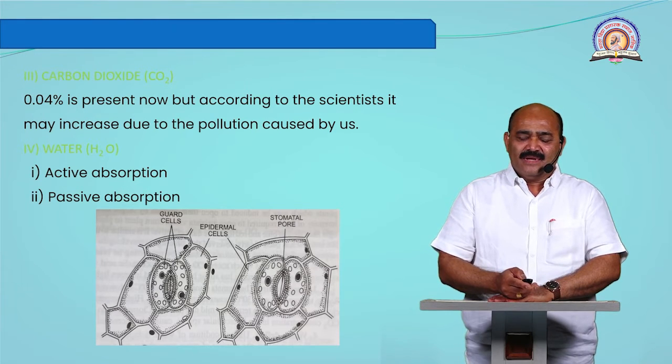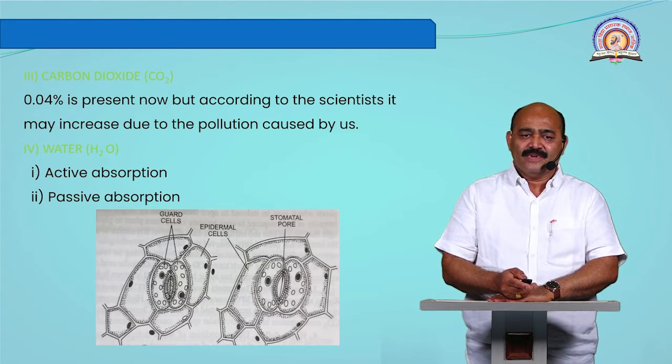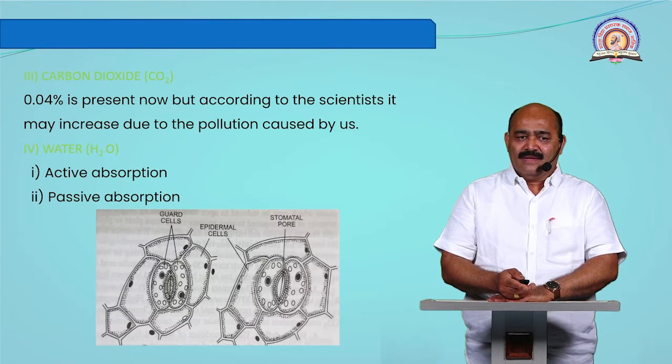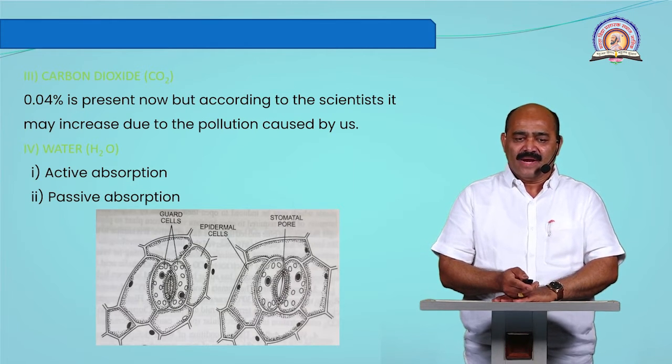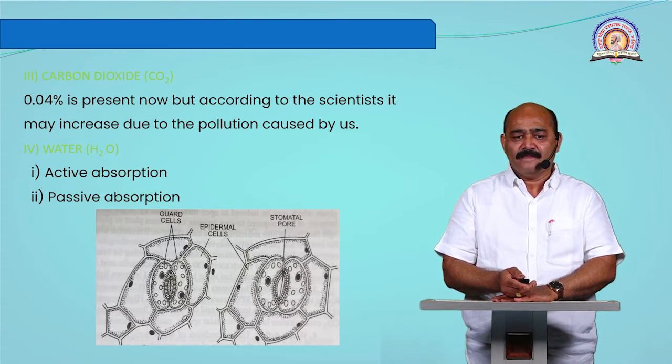Carbon dioxide is also required for photosynthesis. Now, the present percentage is 0.04 on the earth, but it may be increased due to the pollution caused by us. The atmospheric carbon dioxide enters into the plants through the open stomata. This is a physiological process. During daytime, stomata are open, and during nighttime, stomata are closed.